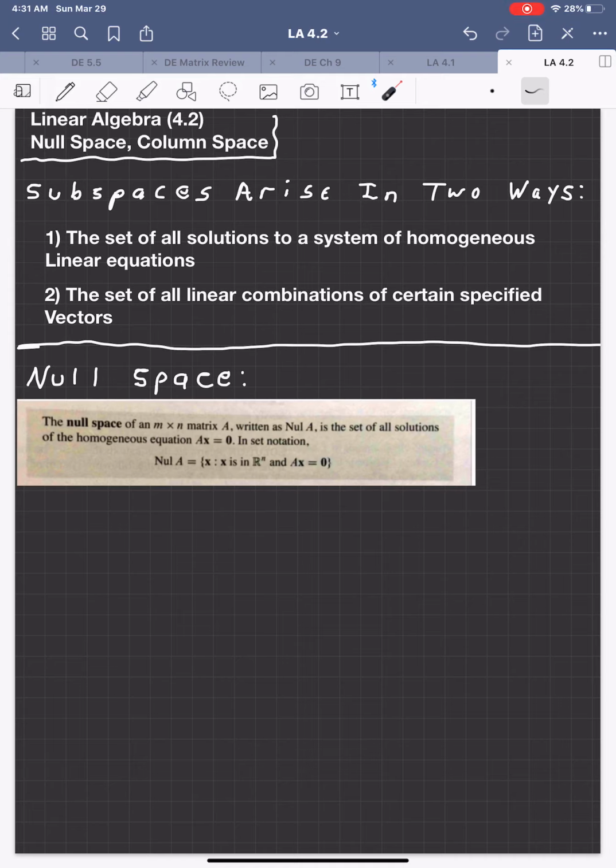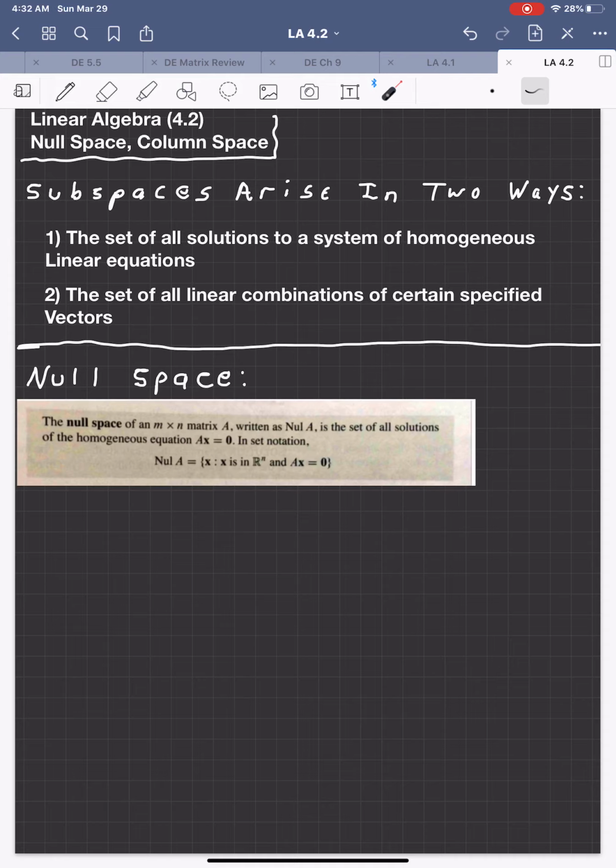Now, the way I'm going to try to teach this is I'm going to work through an example of how to find a null space. Then I'm going to go back to my Netflix analogy that I use for vector spaces and subspaces and see if I can bring null space into that analogy. And then we'll continue with the study.